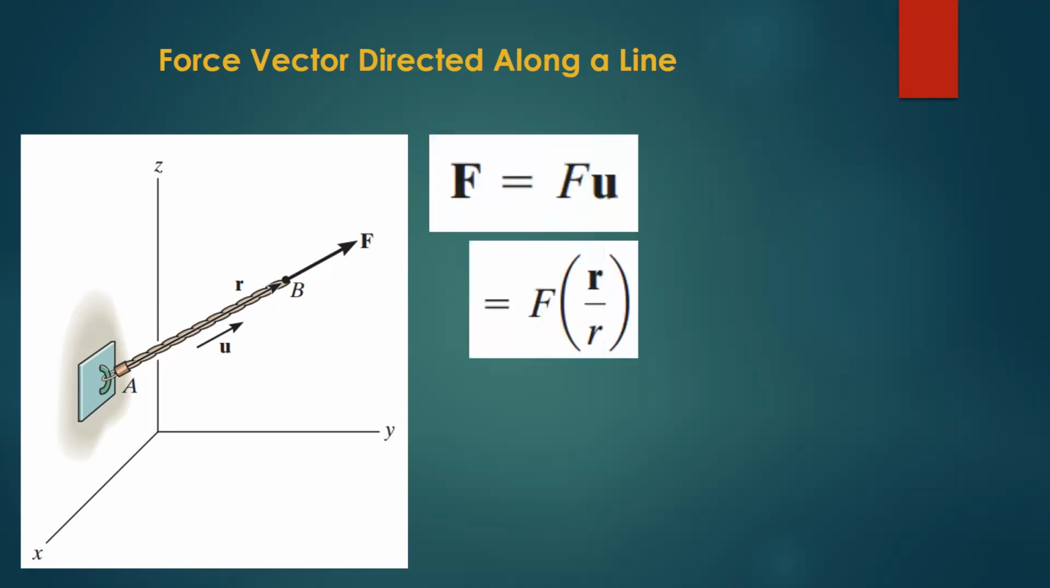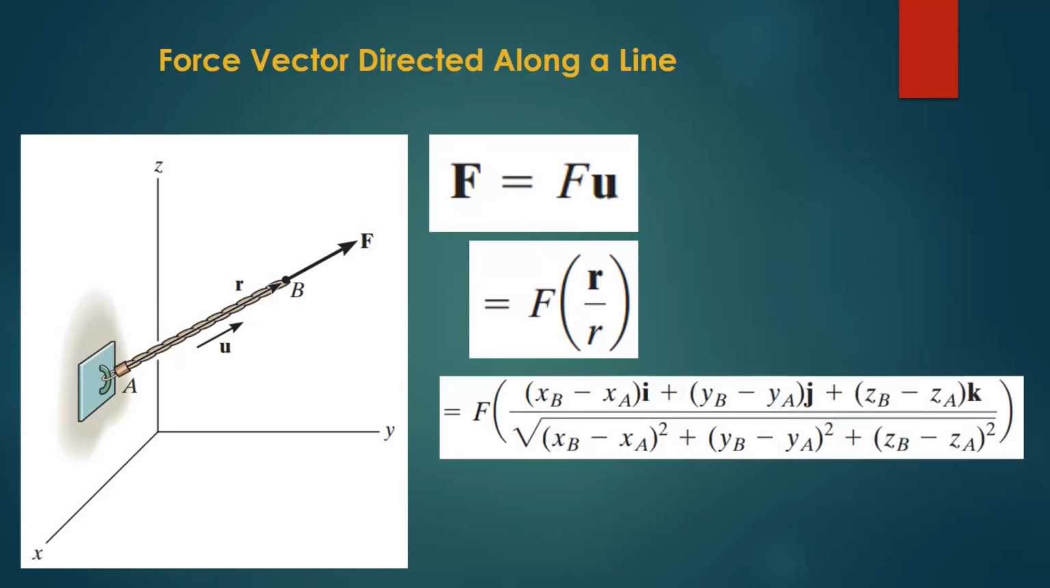Okay, let's take a look at some examples. So this is what I'm just trying to explain. You first find the unit vector along that same given line, and then you multiply it by the force. Then this is going to be your result.